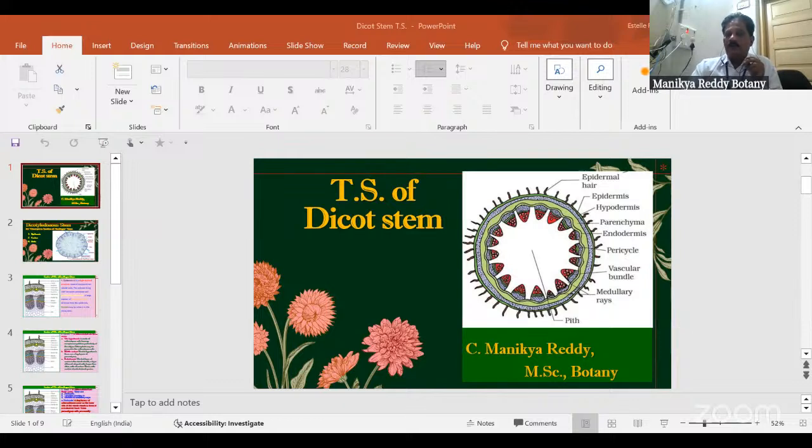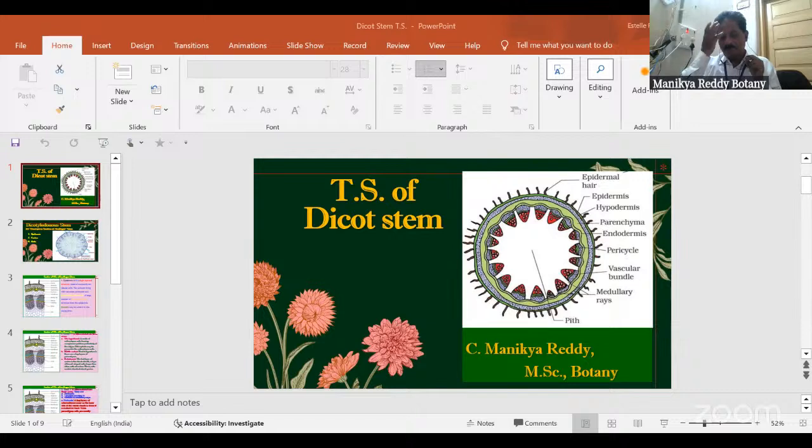Conjoint. Why are they called conjoint? They are together. Collateral. Why are they called collateral? Xylem and phloem are side by side. Why are they called open? Since there is a patch separating xylem and phloem. A patch of cambium can be seen between xylem and phloem. This cambium is called vascular cambium.